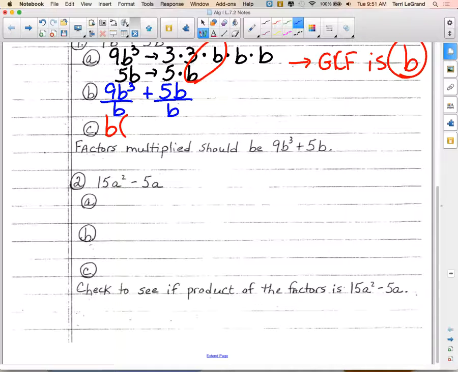Now we'll see how good we are at that dividing thing. Anybody know what 9b cubed divided by B is? Benton? 9b squared. 9b squared. How'd you get that? One of the b's cancels out with the other b.